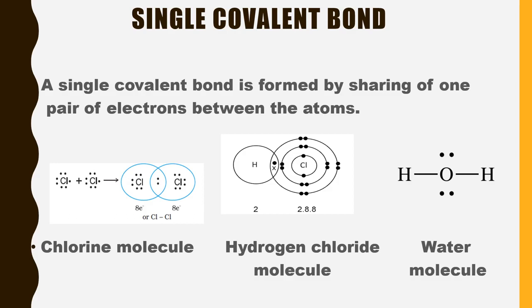Next, we are moving to the hydrogen chloride molecule. Here different atoms take part, making a covalent bond. Hydrogen's valency is 1, and chlorine needs one electron. So to attain stability, they mutually share electrons between hydrogen and chlorine, making a hydrogen chloride molecule. The next one is the water molecule. In the water molecule, oxygen shares electrons with the two hydrogen atoms and then it becomes a water molecule.